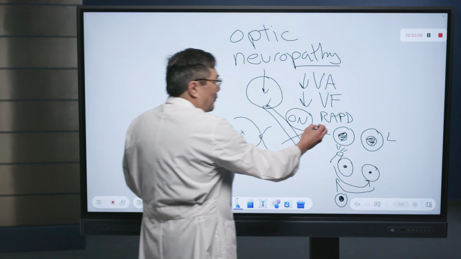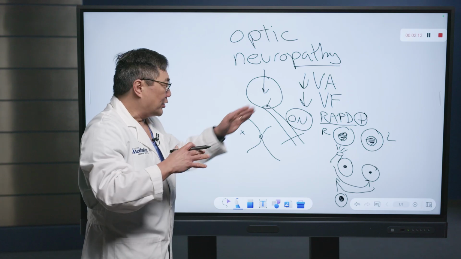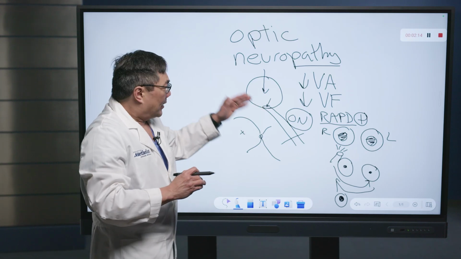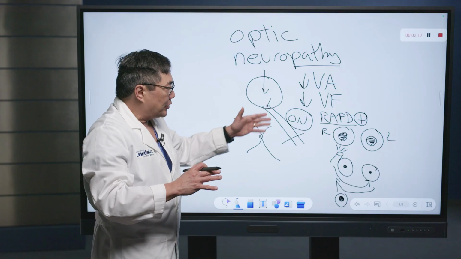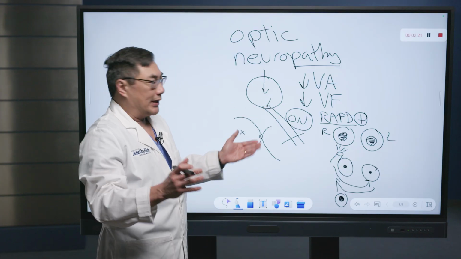So that's a super important finding. It's the only objective finding that we have, that there's an optic neuropathy here. And even though a big retinal lesion can produce it, it usually means optic neuropathy, especially if you already looked in the fundus and you didn't see anything.